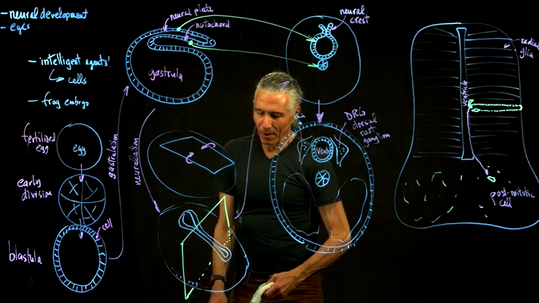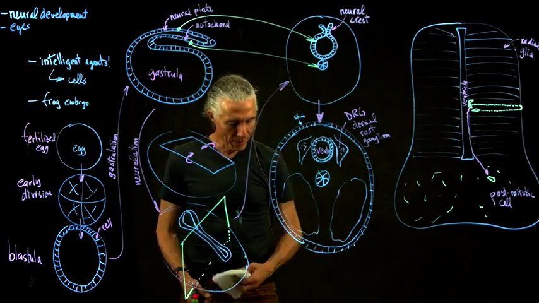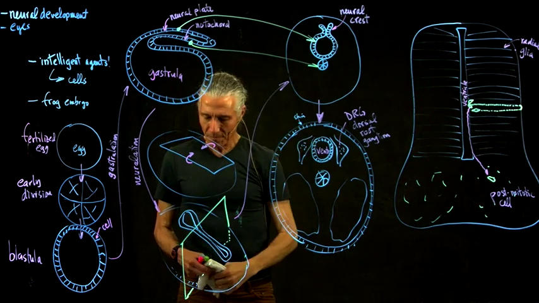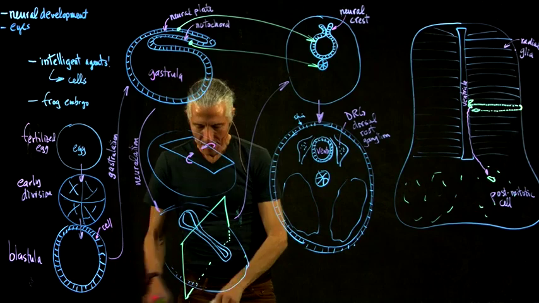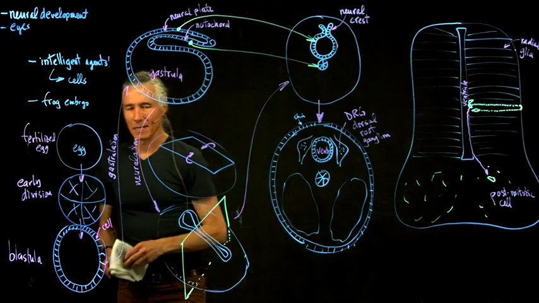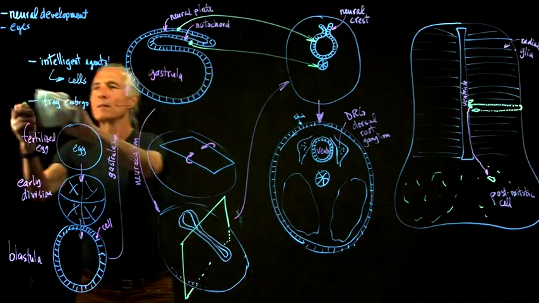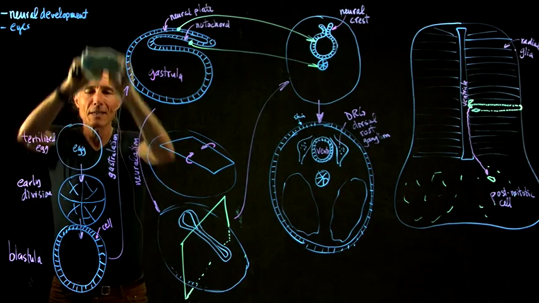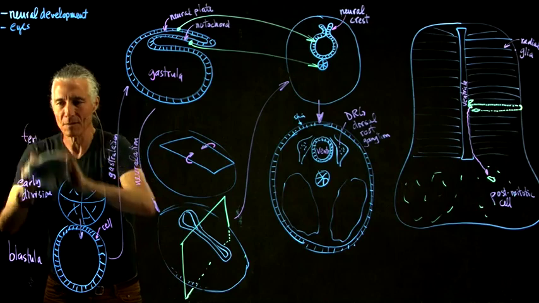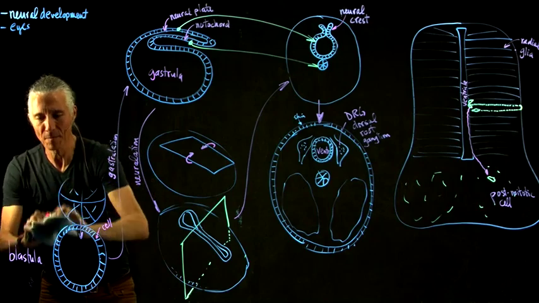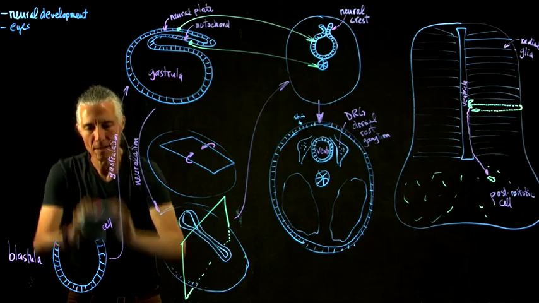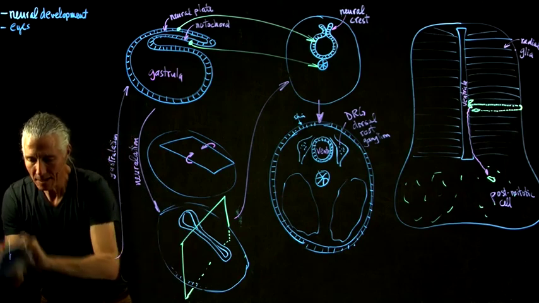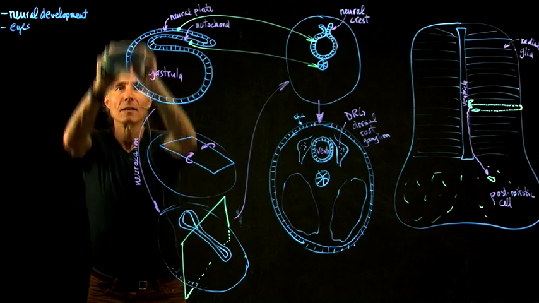So at this point, usually what I do is I talk a little bit about the development of the eye. And the development of the eye turns out to actually come from the brain. So the actual retina is actually a piece of the brain.